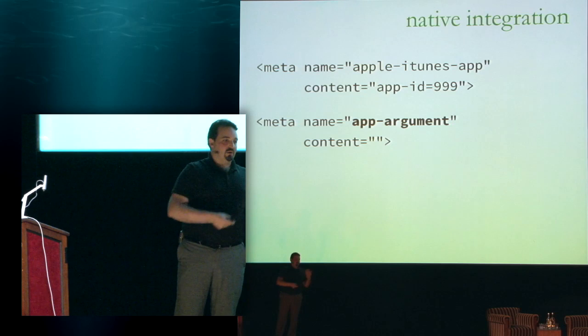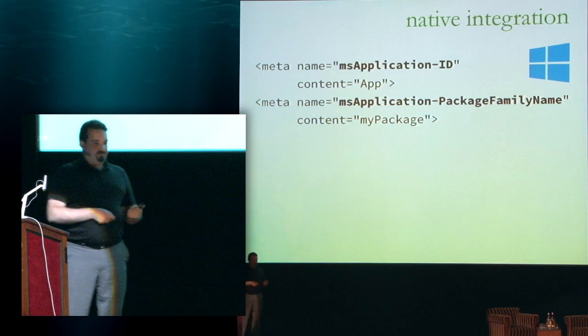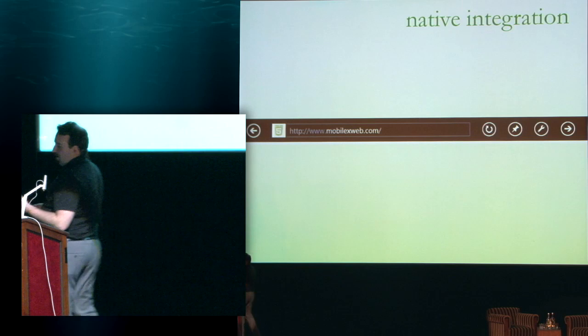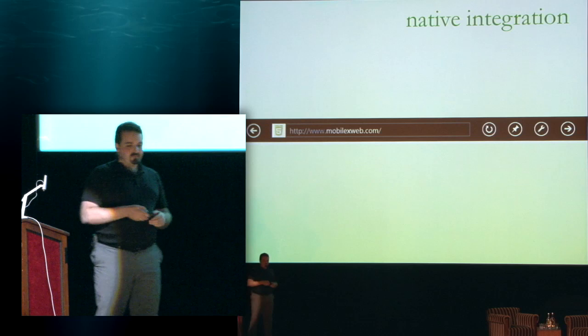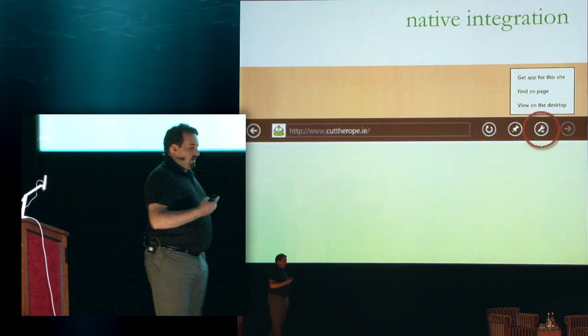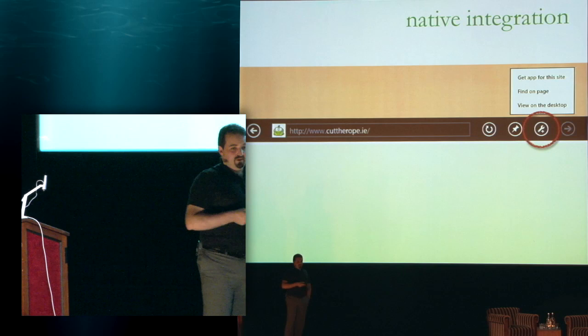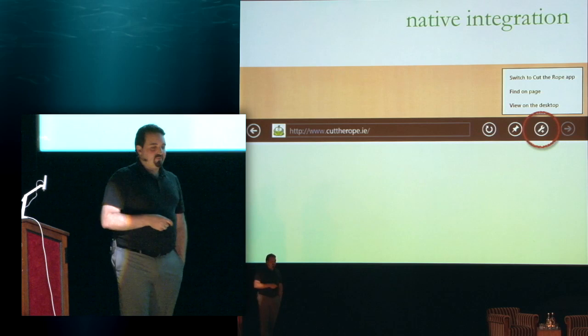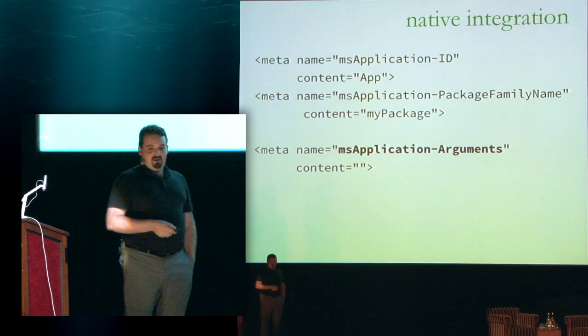On Windows 8, you can do the same thing. You can use these MS application meta tags from Microsoft, and it's basically the same thing. And the UI is different. So basically, on the URL bar on IE10, you are going to see that when there is an app for this website, you can get the app. There is a menu for that. And if the app is already installed, in this case it's Cut the Rope, you can access the Cut the Rope website yourself if you have IE10. So you can switch to the app, right?